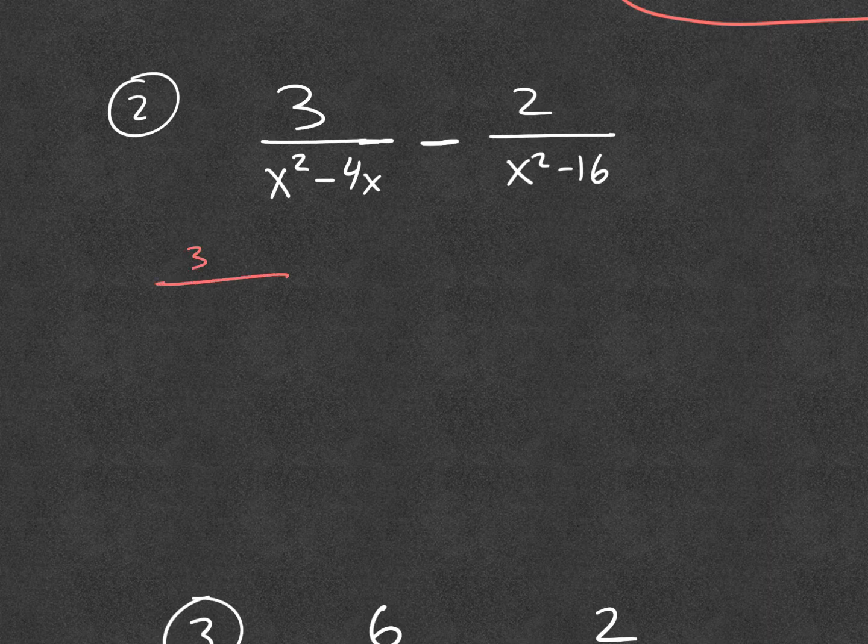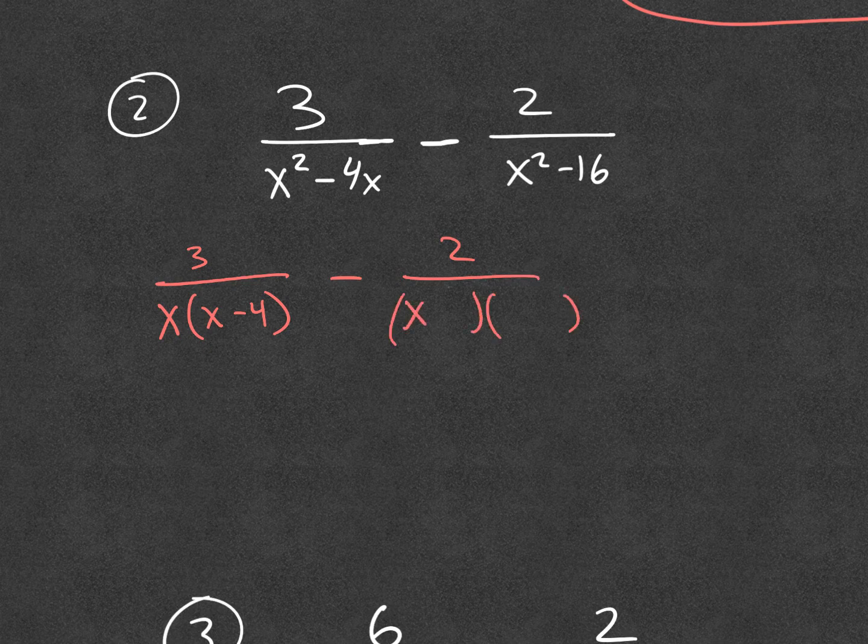So we're going to start with 3 over x squared minus 4x. I can factor out a GCF of x, and I'll get x minus 4. And then minus 2 over x squared minus 16. That's a favorite, a difference of squares, right? x and x, 4 and 4, plus and minus. There's my factoring. Okay, so I can look for my LCD, my least common denominator. I see an x and an x minus 4, and I have x plus 4, x minus 4. So I know I'm going to need all three of those factors, an x minus 4, an x plus 4, and an x. So that's my LCD.